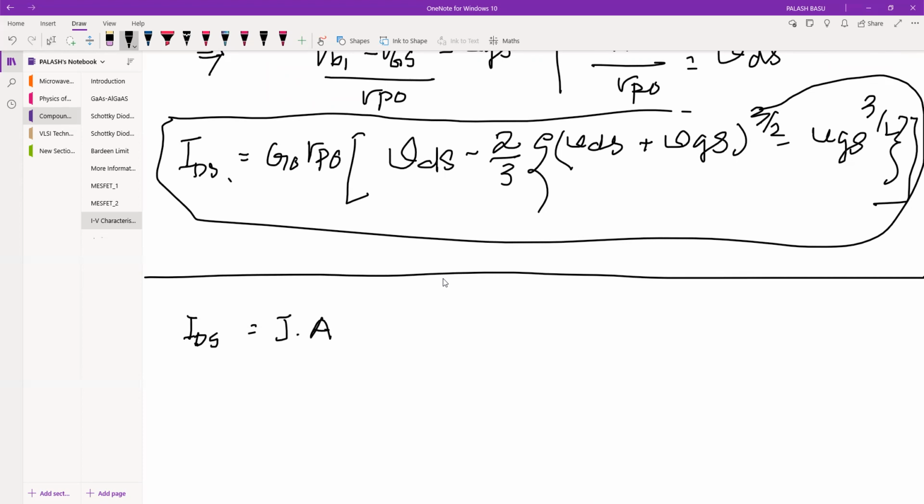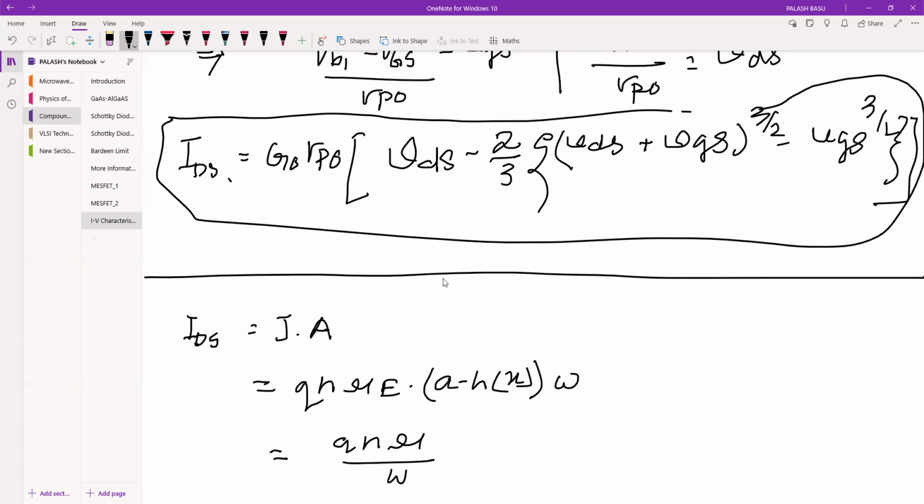J into A. What is J? Q N mu E. mu E into A minus H. You can write X, okay, into W. So Q N mu W.